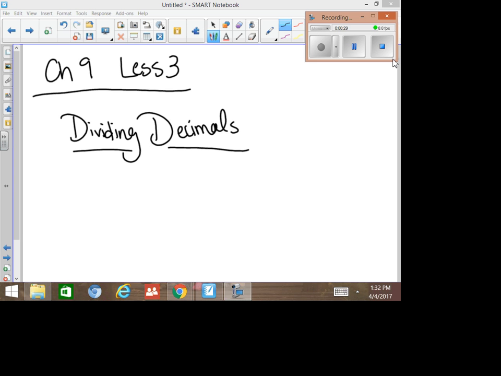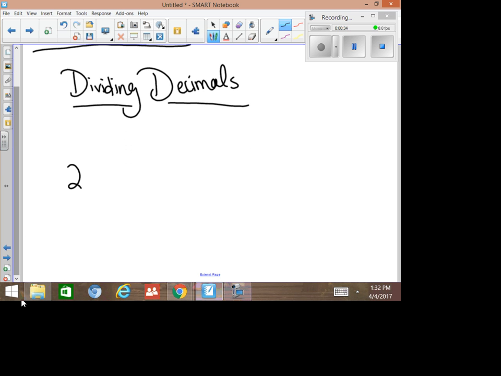Alright, to divide decimals, let's start out with some that are a little bit easier. Do you know how to divide? Yes. Okay, so that part is not going to be hard. The only part that you need to remember is wherever that decimal is here, you just bring it up, and there's the decimal right there. Okay? That's all.